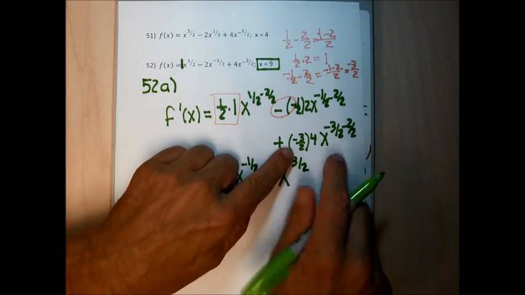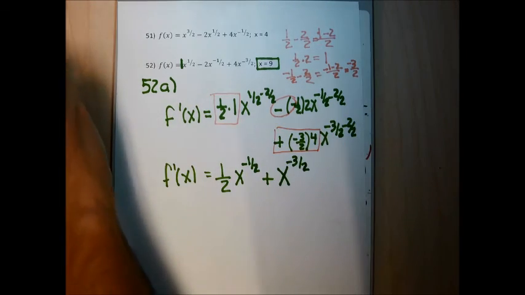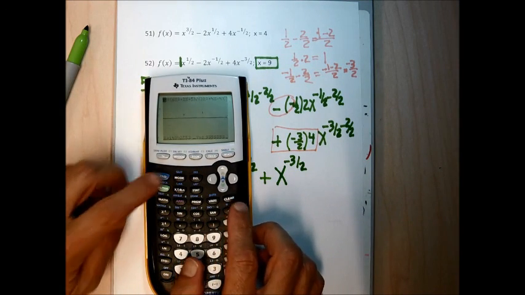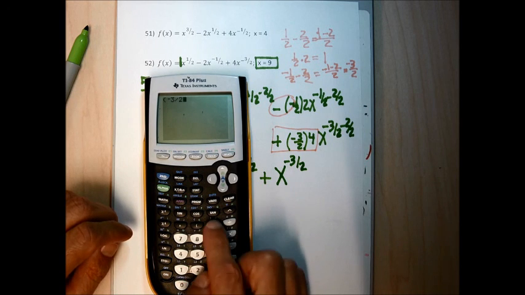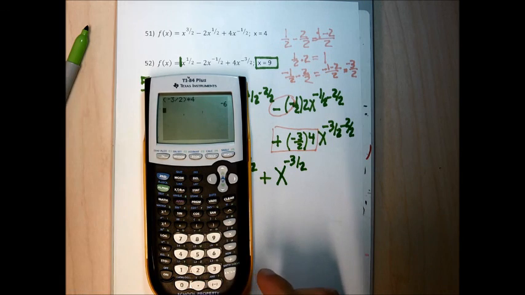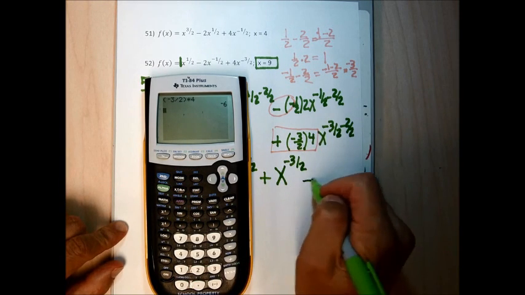For the last term, I need to multiply negative 3/2 times 4. I could be lazy and do that on my calculator. If you want to, you just go second quit, parentheses negative 3 divided by 2 times 4, enter, and then it comes out to negative 6. So instead of writing a plus a negative, I'm going to write a negative 6.